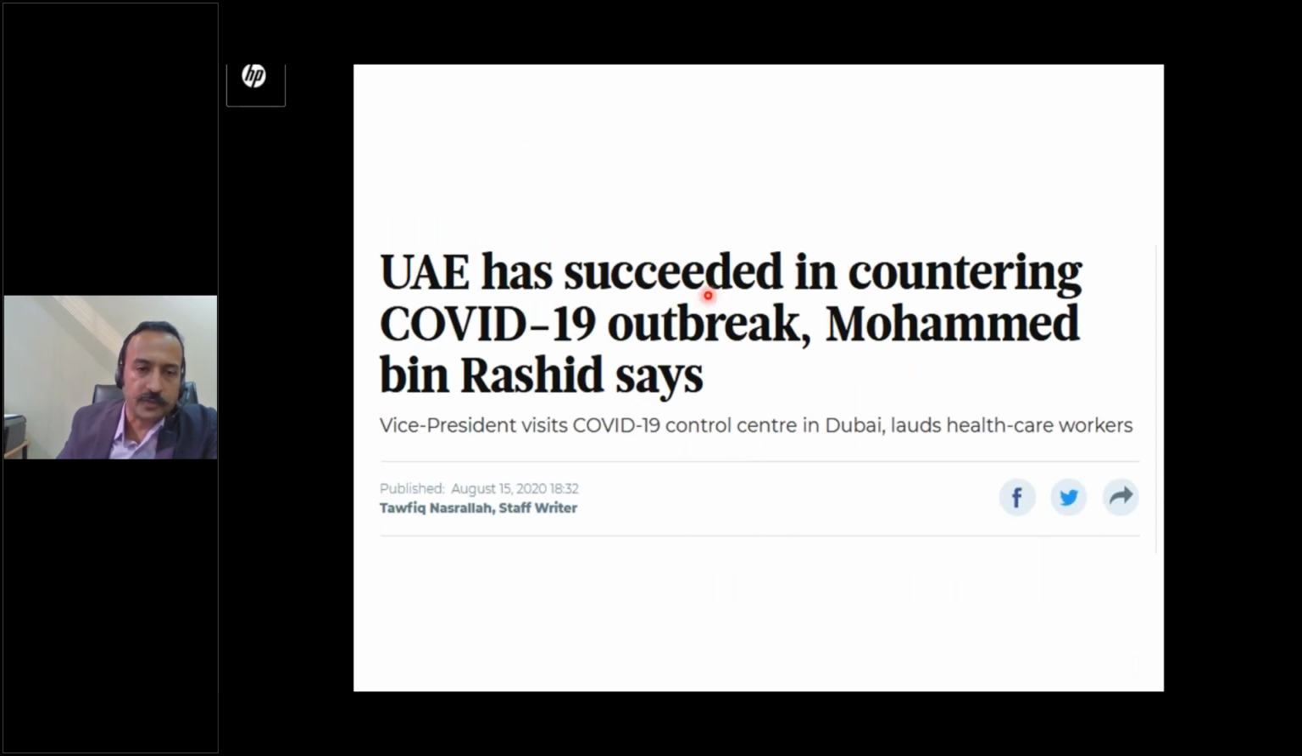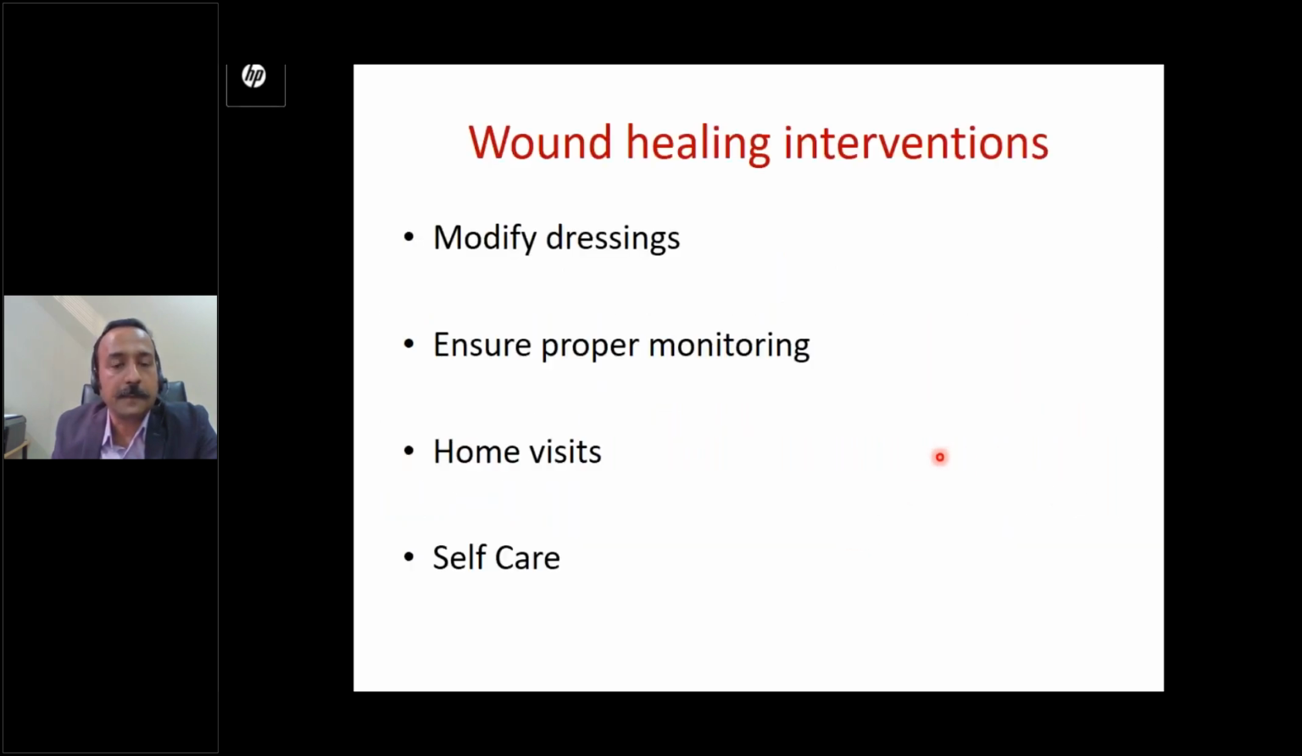This is today's news, came online yesterday, that UAE has succeeded in countering the COVID-19 outbreak, handled very well by the UAE government.